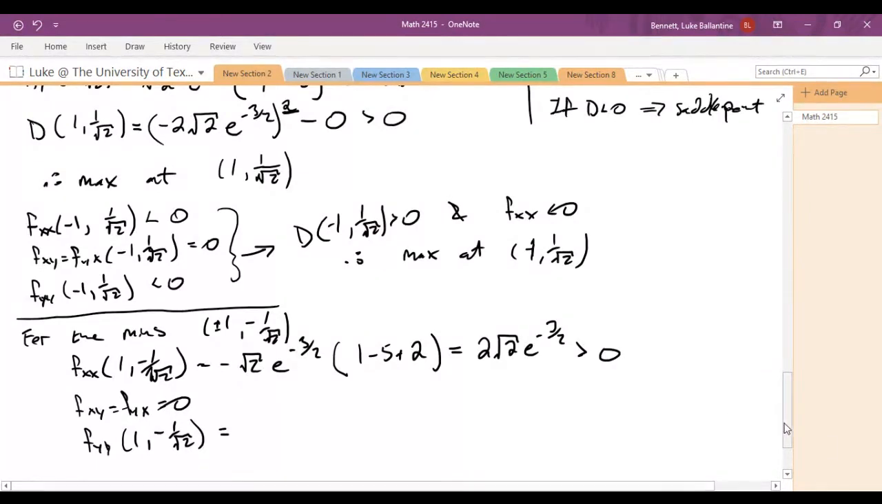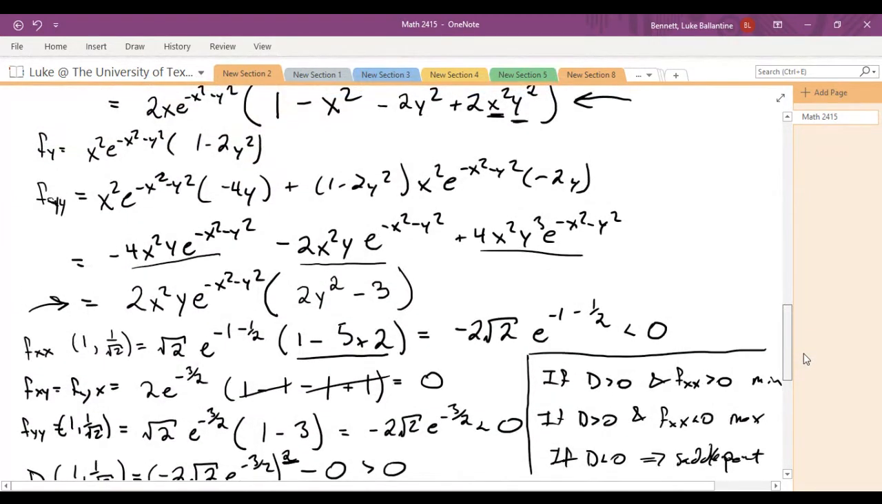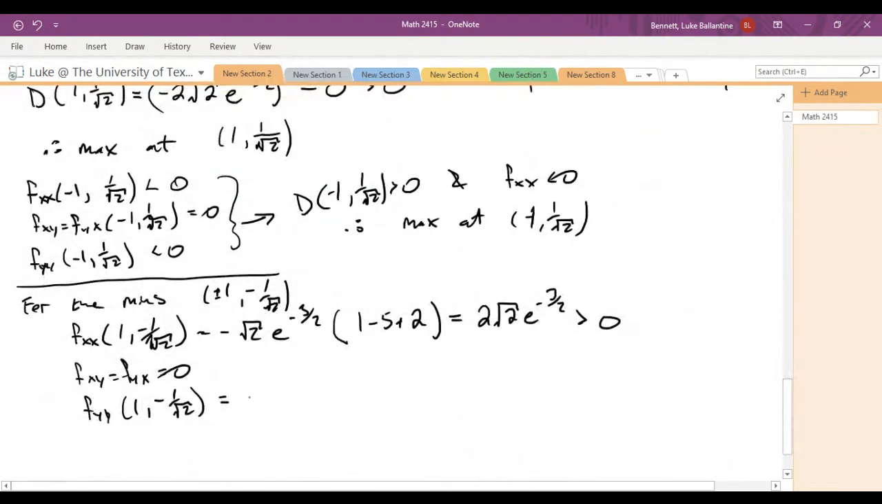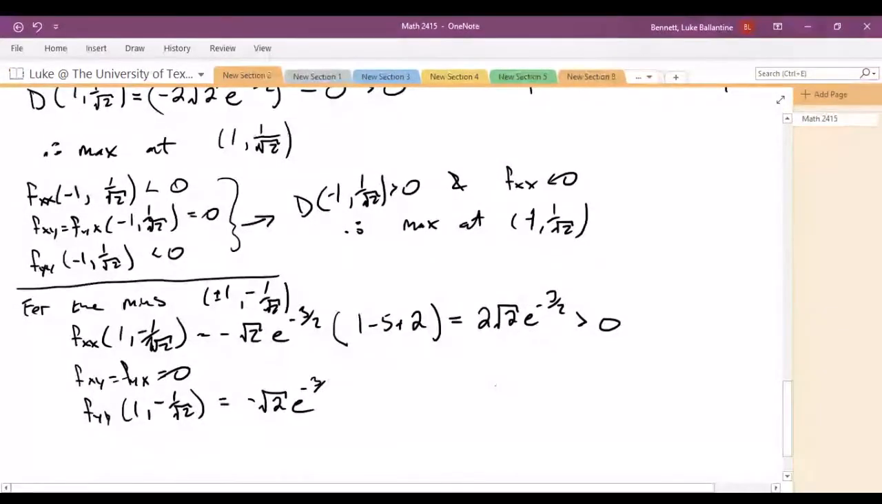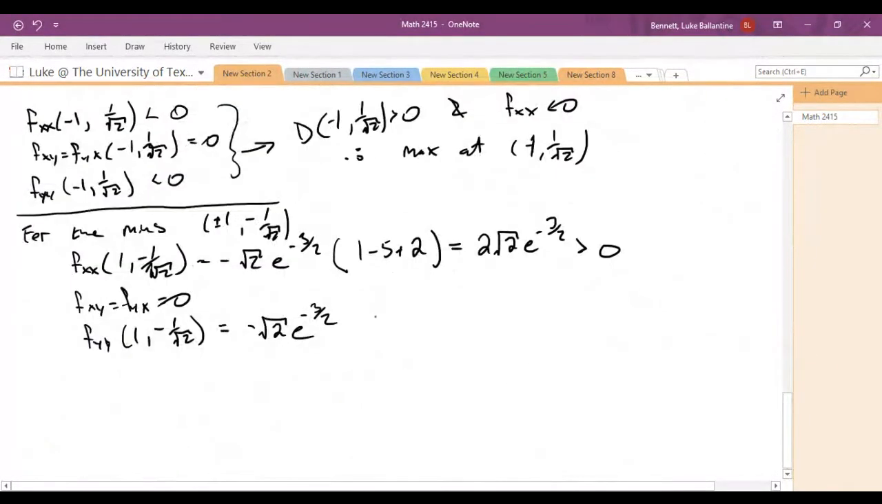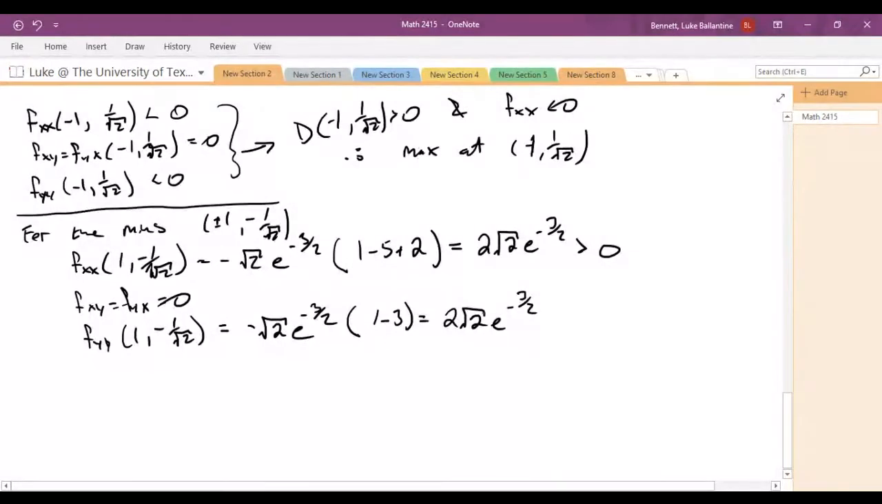let's see, where's fyy? There. Okay, so we have 2x squared. This is 2 times 1 divided by negative root 2. So this is negative root 2 e to the negative 3 over 2. And then we have 2y squared minus 3. Y squared keeps it positive, returns it positive. And then we have 1 minus 3. This is positive 2 square root of 2 e to the negative 3 over 2.